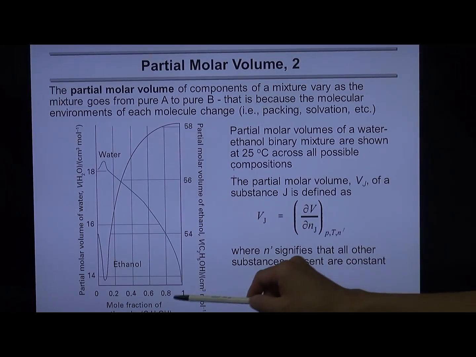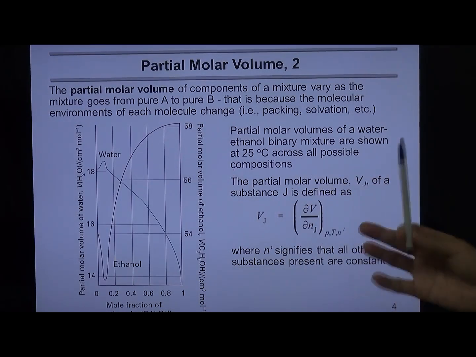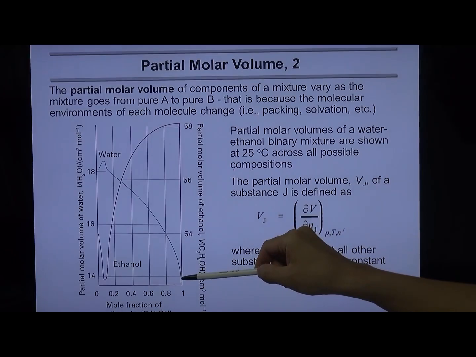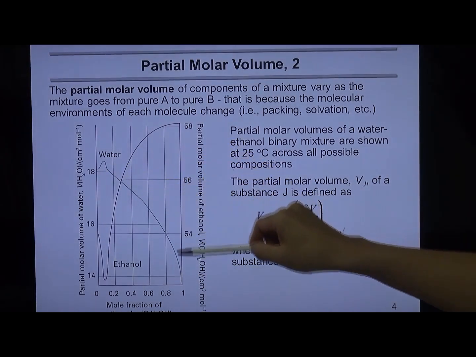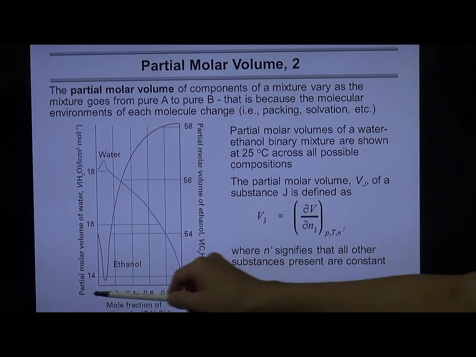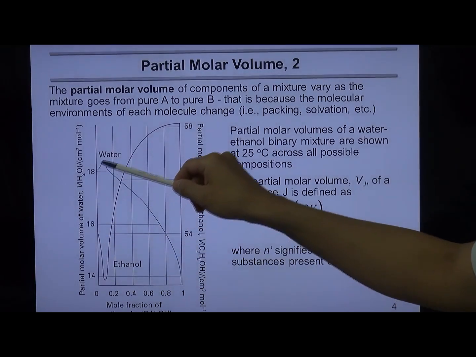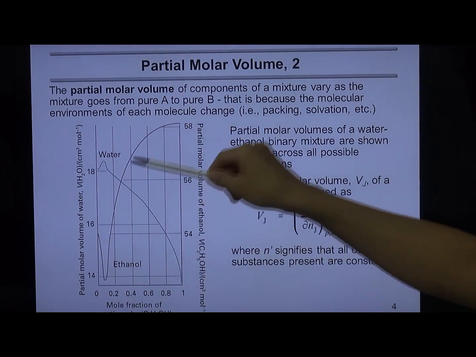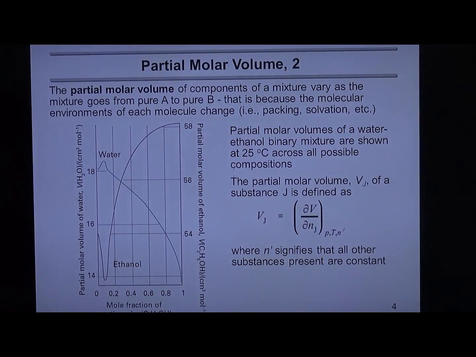But when the mole fraction of ethanol is 1, when there is only a large amount of ethanol, the partial molar volume of water is here, 14 cubic centimeters per mole. So depending on composition, the partial molar volume of water or the partial molar volume of ethanol changes, okay, because they have different environments.